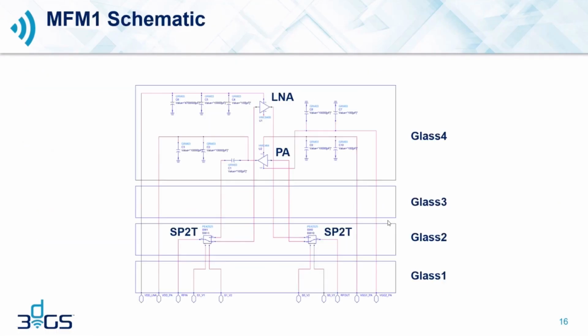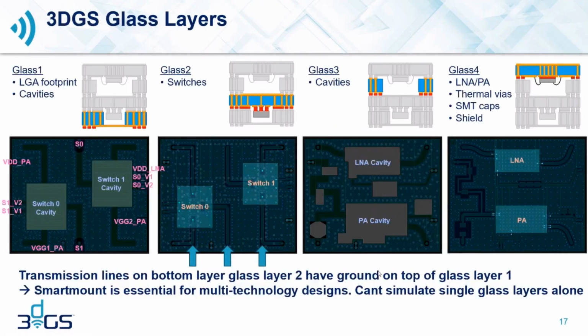This is the schematic with the 2 switches on the second glass layer and the 2 amplifiers on the fourth glass layer with just vertical pass-throughs on glass layer 3 and glass layer 1. This is what the layout looks like for each of the glass layers. Starting on the left at glass layer 1, moving over to glass layer 2, 3, and 4 on the right-hand side, where we have the PA and the LNA mounted to the bottom side of the top glass layer.